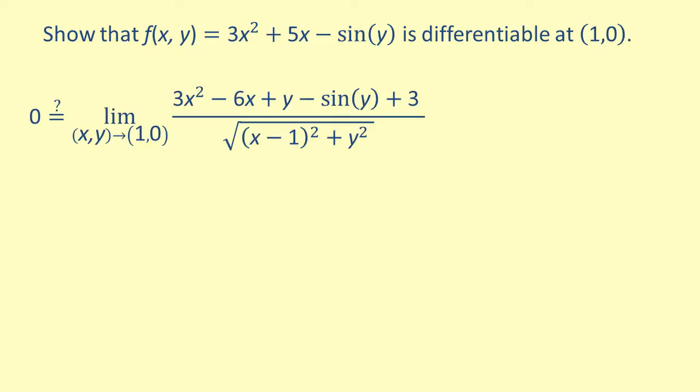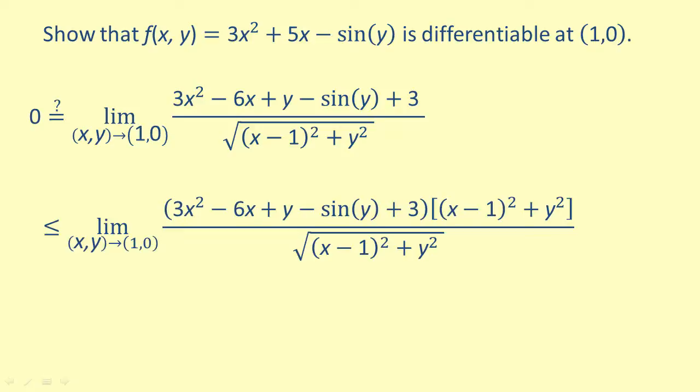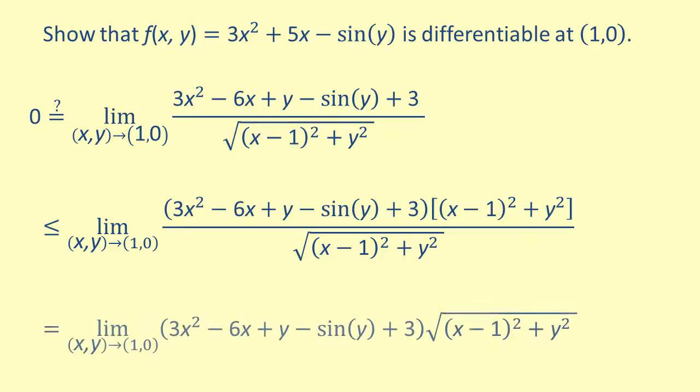Now we want to evaluate the limit. Notice that it has been simplified slightly to save space. We want to multiply the limit by the limit as (x, y) goes to (1, 0) of the quantity x minus 1 squared plus y squared, so we can eliminate the denominator. Once we simplify the fraction, we have the limit as (x, y) approaches (1, 0) of the quantity 3x squared minus 6x plus y minus sine y plus 3 times the square root of the quantity x minus 1 squared plus the quantity y minus 0 squared.